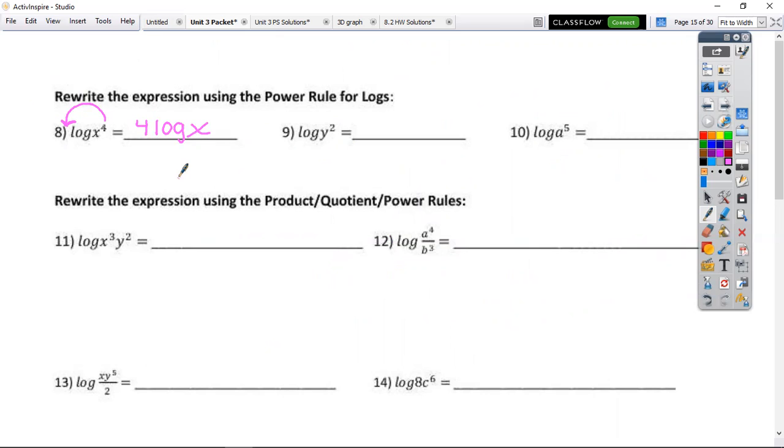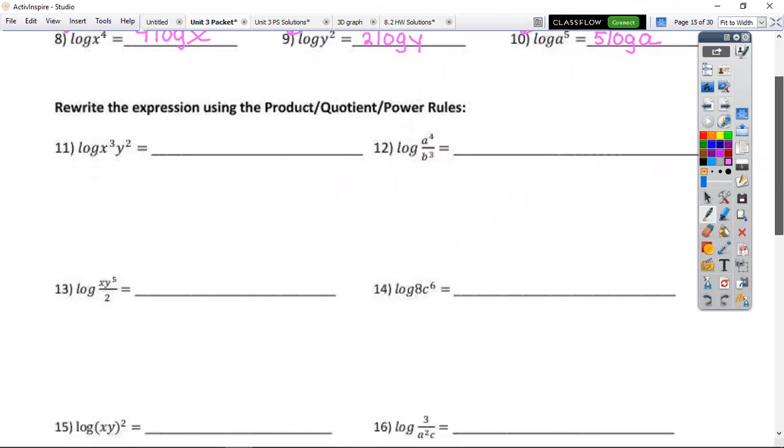My next one, power down in front. So I would have 2 log of y. Next one, power down in front. It's multiplied, so 5 log of a. That's it. So just one more rule.